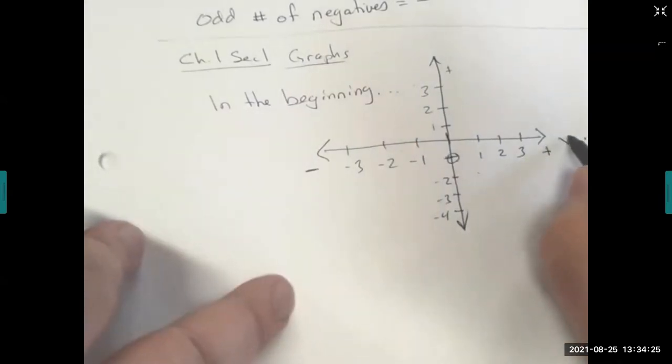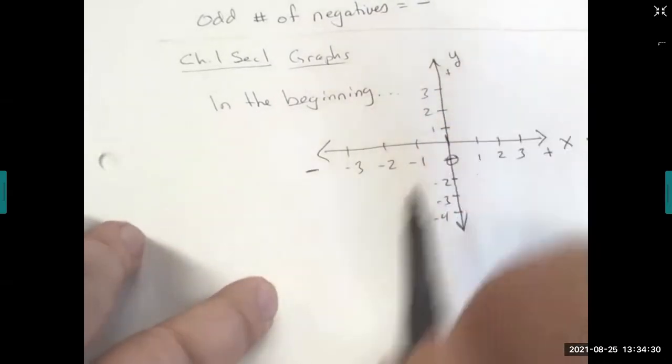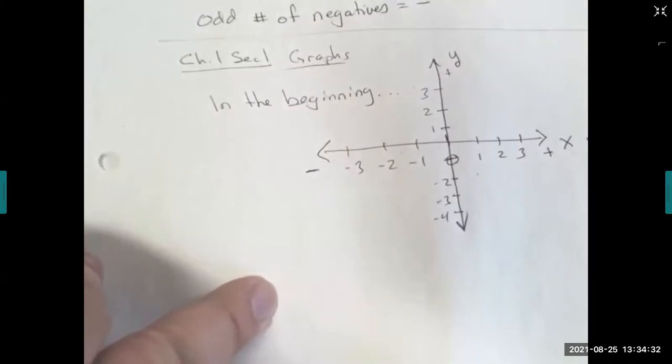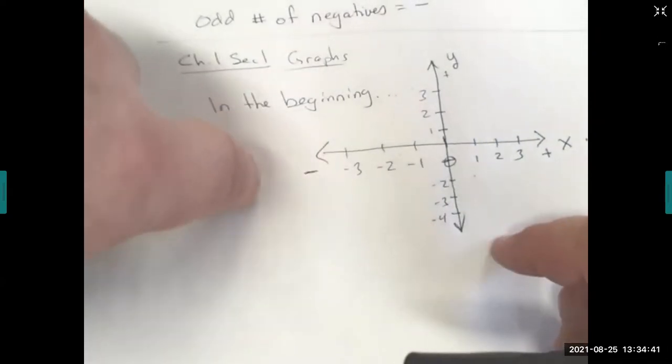We call the horizontal axis the x-axis, and the vertical axis, we call it the y-axis. Anybody know what this is called? Don't say graph.